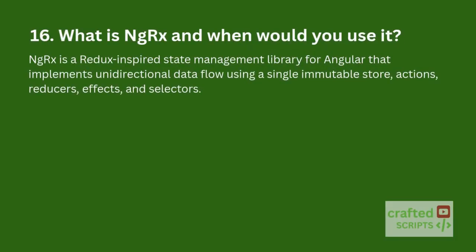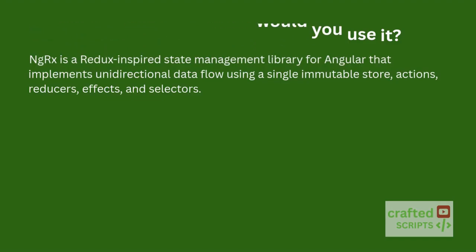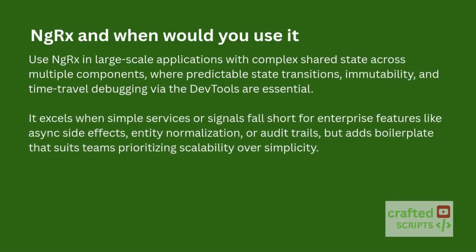Question number 16. What is NgRx and when would you use it? NgRx is a Redux-inspired state management library for Angular that implements unidirectional data flow using a single immutable store, actions, reducers, effects, and selectors. Use NgRx in large-scale applications with complex shared state across multiple components, where predictable state transitions, immutability, and time travel debugging via the dev tools are essential. It excels when simple services or signals fall short for enterprise features like async side effects, entity normalization, or audit trails, but adds boilerplate that suits teams prioritizing scalability over simplicity.